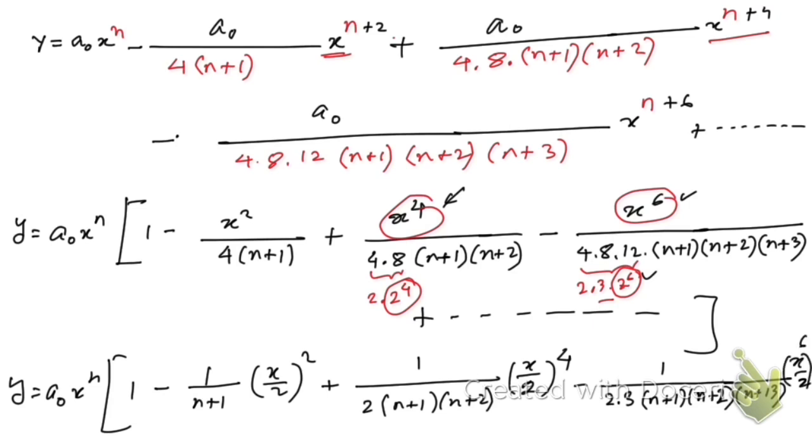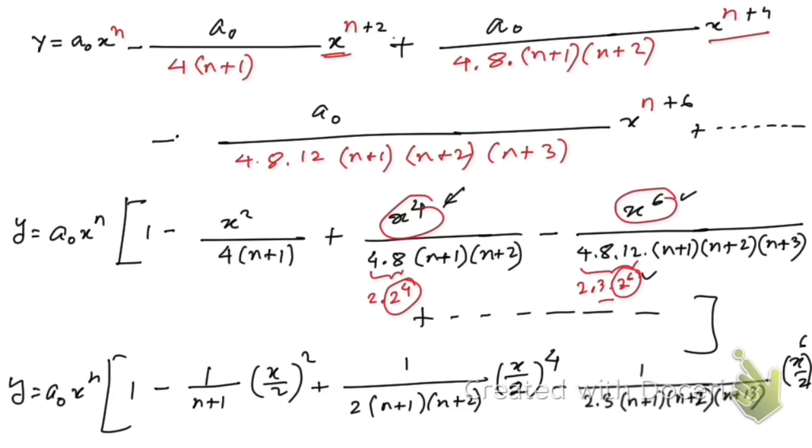So hope you have understood this. Let me rearrange these things to write it properly. Okay, so just give me a second. So here x by 2 to the power 6, right? Then plus dot dot dot and so on, right? Hope you have understood this. That's how we have got.